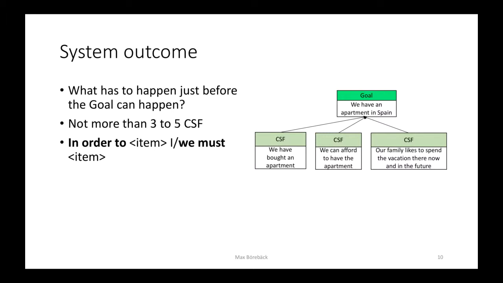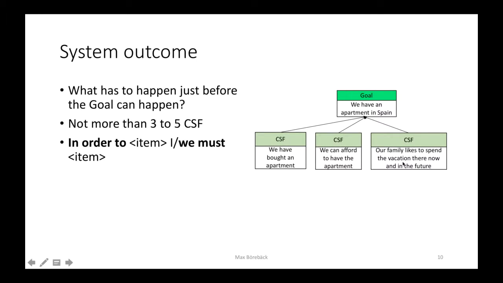Here's an example. My goal is we have an apartment in Spain. I have identified three key critical success factors for this to work out and happen. The first is we have bought an apartment. Second is we can afford to have the apartment. And the third one is that our family likes to spend the vacation there now and in the future.